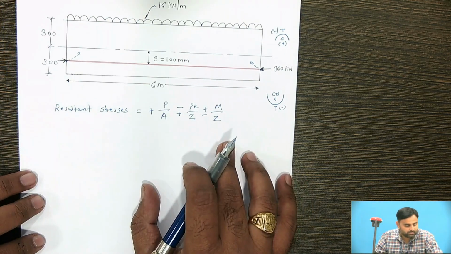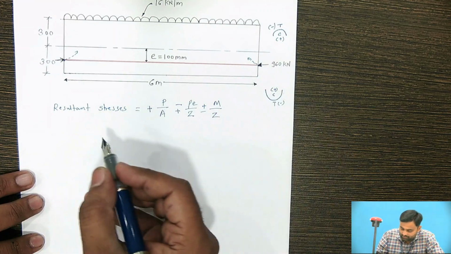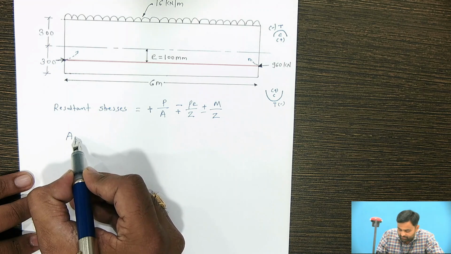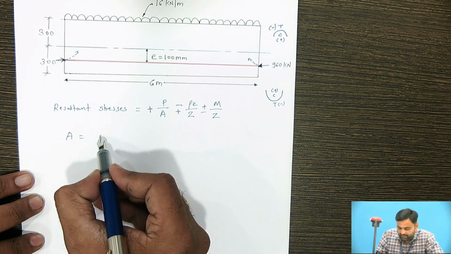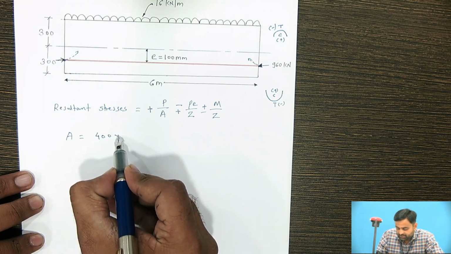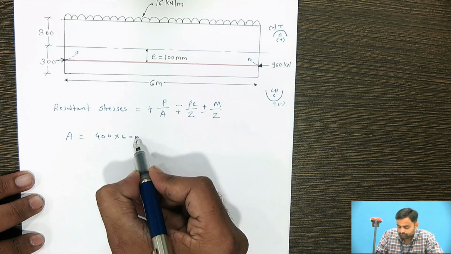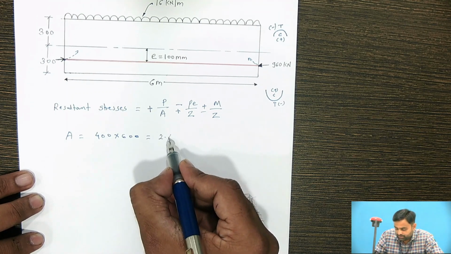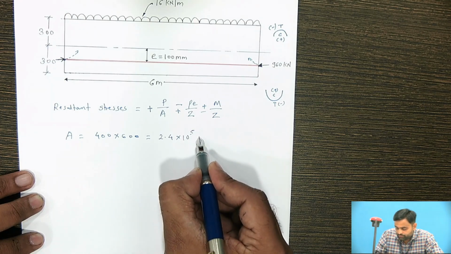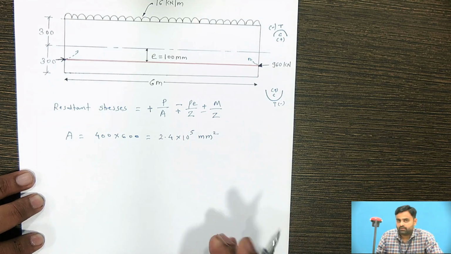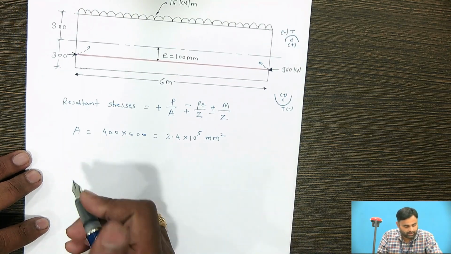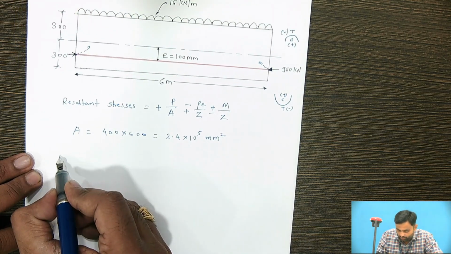Now coming back to the problem, from the given information we can calculate area. So area is equal to 400 by 600, the cross sectional dimensions. If you do this calculation, it is 2.4 into 10 raised to 5 mm square. This is the area.